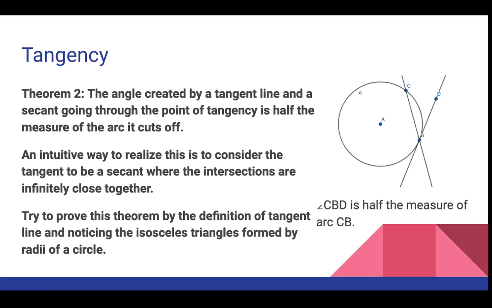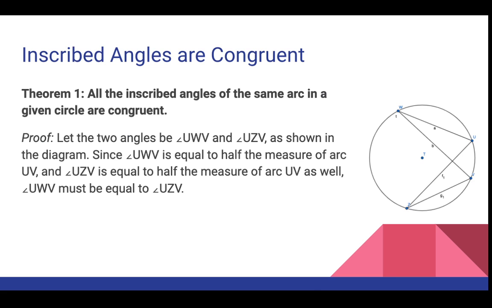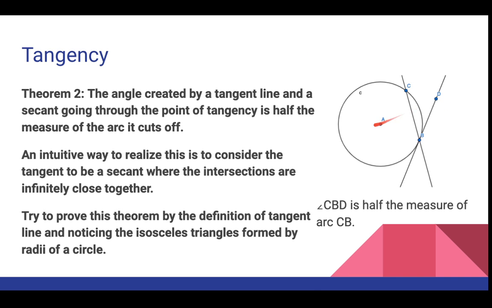An intuitive way to think about it, and it's also the way I think about it, is to let DB be a secant, but both of its intersections occur at B. So B is both of the intersections of this line with the circle. Basically, the intersections are infinitely close together, right? And then you can just apply the previous theorems.